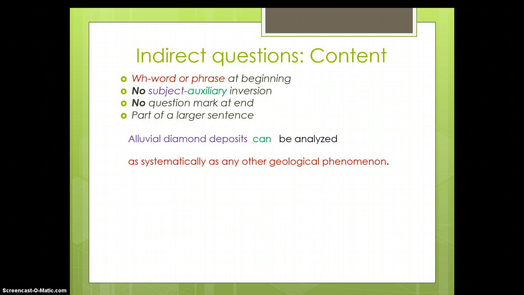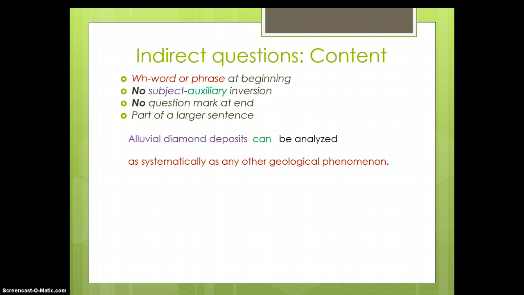Okay, so we're going to start with content questions instead of yes/no questions. It'll be a little easier to present this way. So let's start off with this example from earlier. Alluvial diamond deposits can be analyzed as systematically as any other geological phenomenon. The rules are that it will start off with the WH word or phrase. There is no subject auxiliary inversion, no question mark at the end, and it's part of a larger sentence.